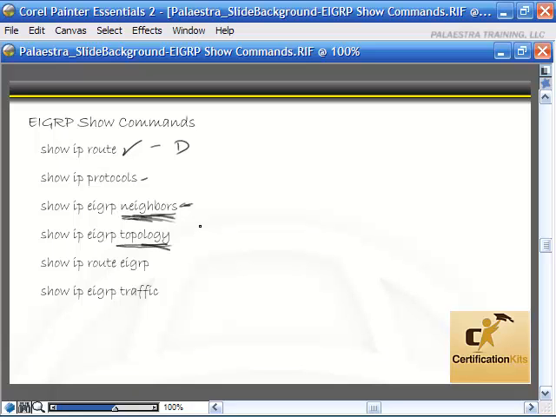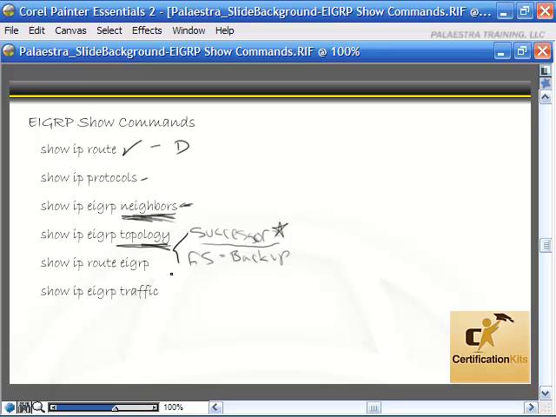Topology will show me my successor route, which is the best cost path. That's the good one. And the feasible successor path, which is basically a backup. It will not show me the entire topology of the network. Remember, only the successor and feasible successor go into the topology table. The successor route also goes into the routing table.